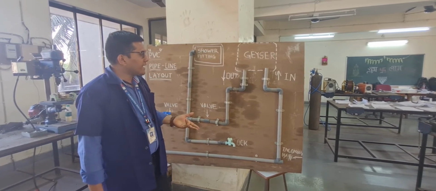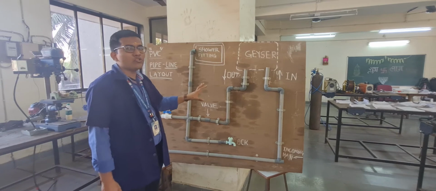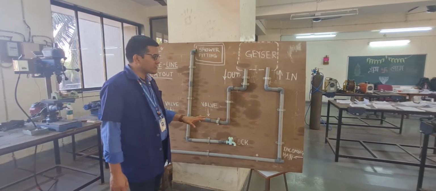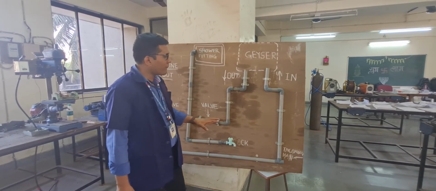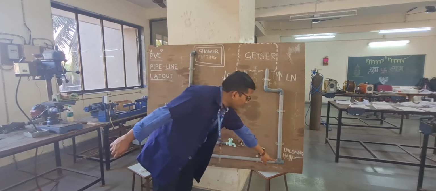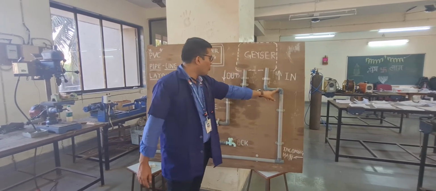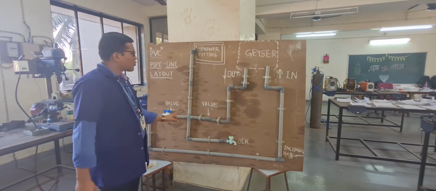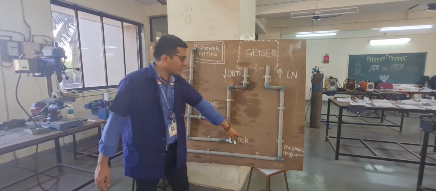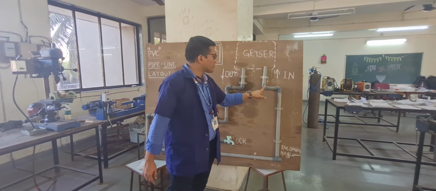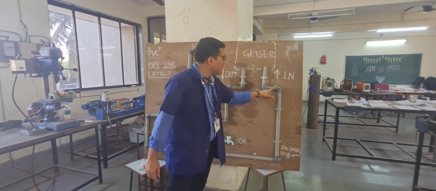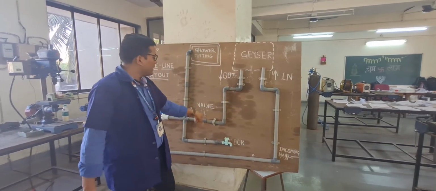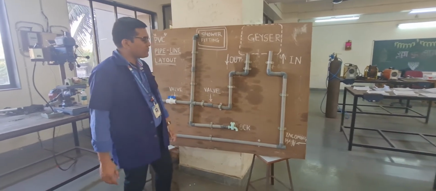Then in the second step, we mark the positions of the pipe fittings. So what are the pipe fittings? This is a T, this is the elbow, and these are the couplings. So we mark the position of the pipe fittings in this working area.